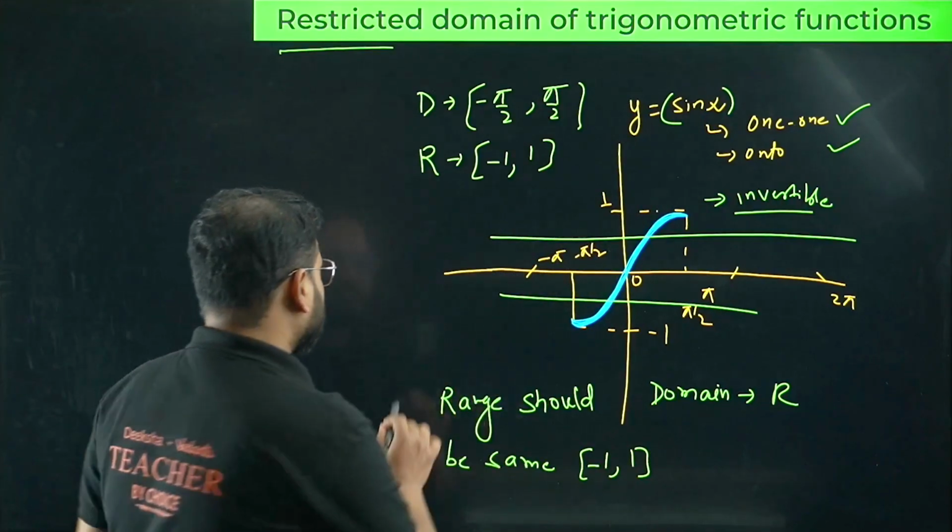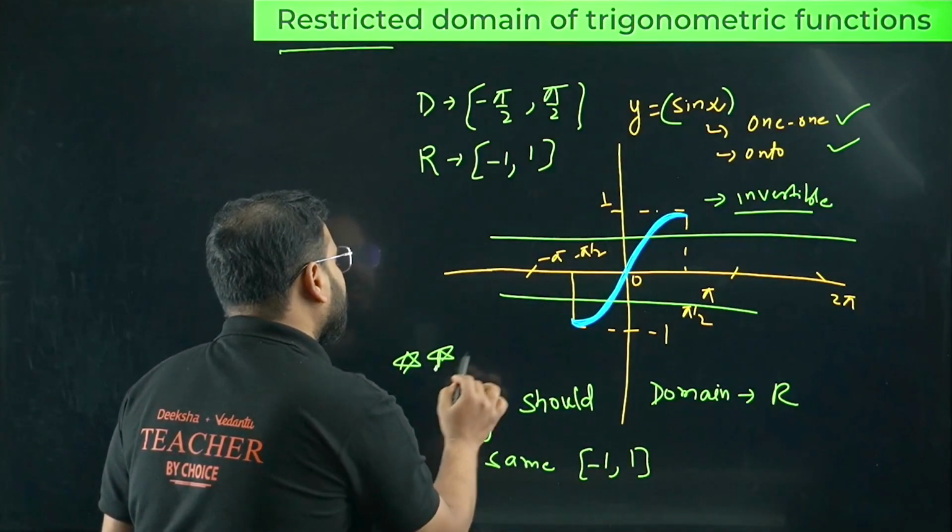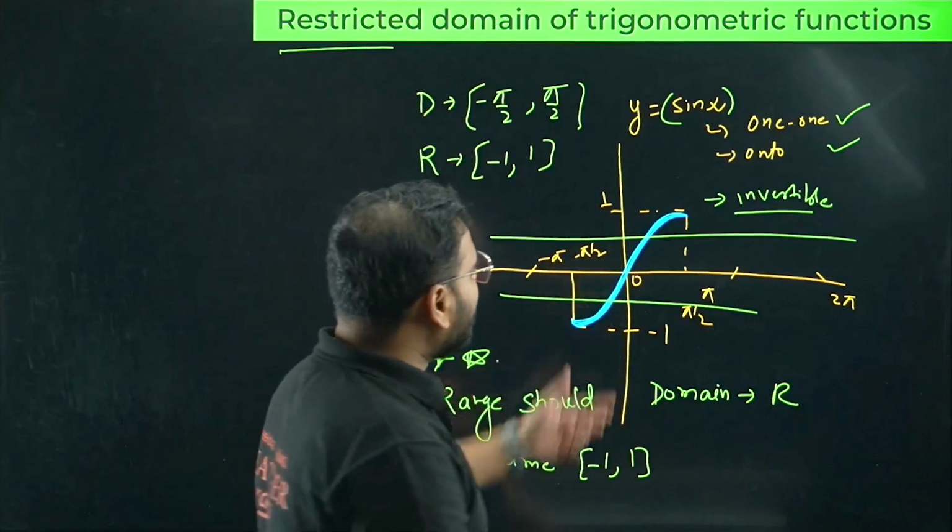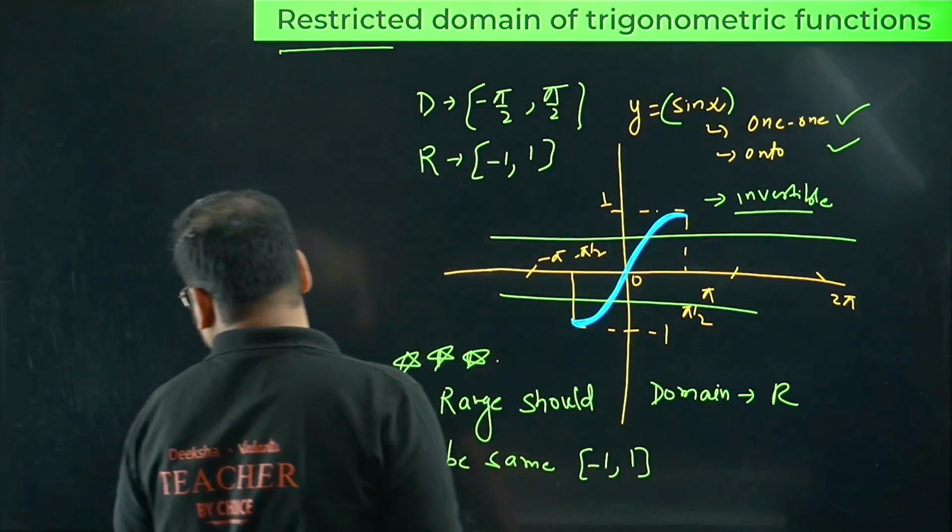The only condition, which is very, very important, bacha, is that the range should not change. Okay. Achha, one more thing. Can we not draw this function more than one way? Of course we can, sir.